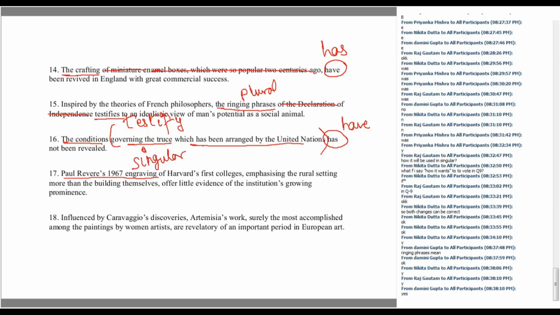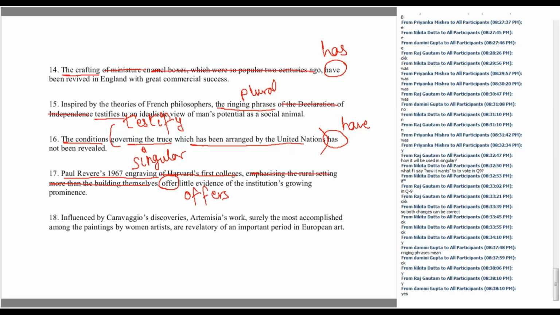This is singular. This engraving is of Harvard's first colleges. It emphasizes the rural setting more than the buildings themselves. That is all extra information. The engraving offers, it has to be singular. It cannot be offer. It offers little evidence of the institution's growing prominence.